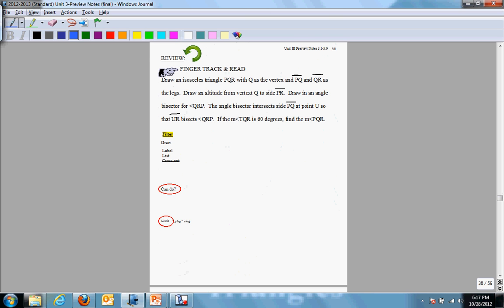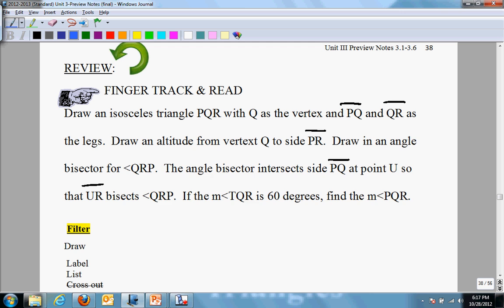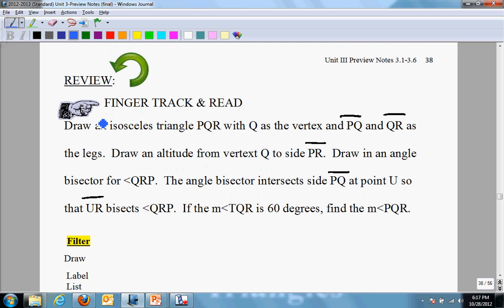As we take a shot at this problem, there's a couple short typos we need to take care of. I'm going to read, and I'd like you to filter this with me. It says, draw an isosceles triangle with Q as the vertex so that PQ and QR are the legs. So we have an isosceles triangle, Q as the vertex. It says, then draw an altitude, underline the word altitude, from Q to side PR.